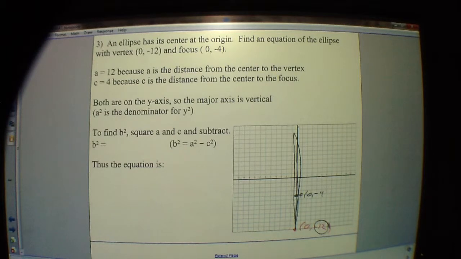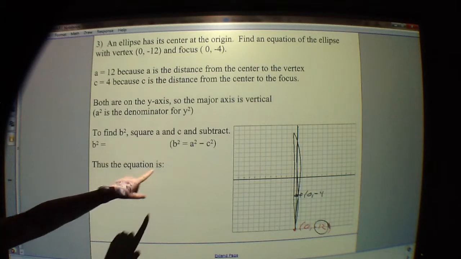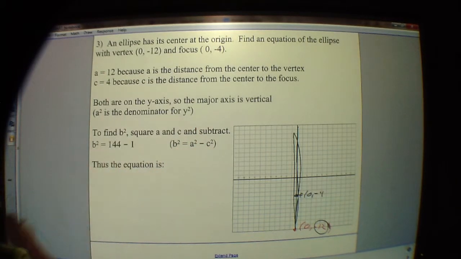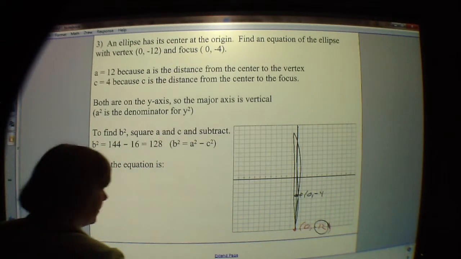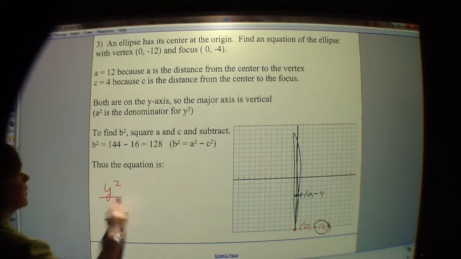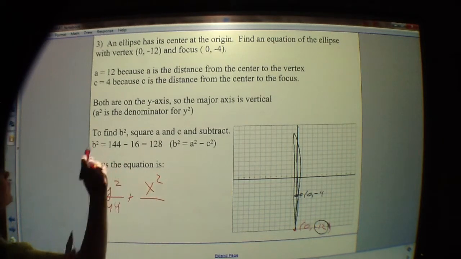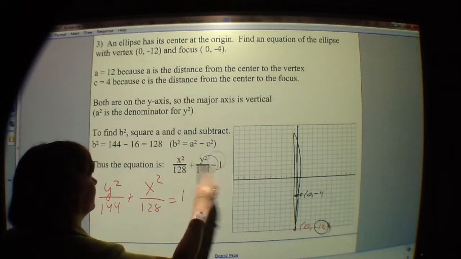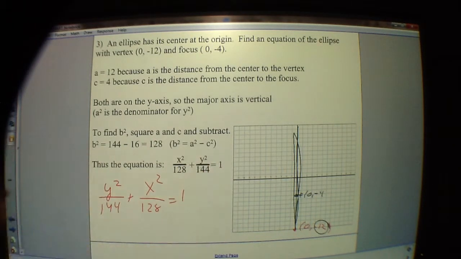But to find B squared, we can use the equation A squared minus C squared. So B squared is 128. So my equation then ends up to be y squared over A squared plus x squared over B squared is equal to 1. And that's what I have there. And if you want to put your x squared first, you can. Doesn't matter. And you're done.